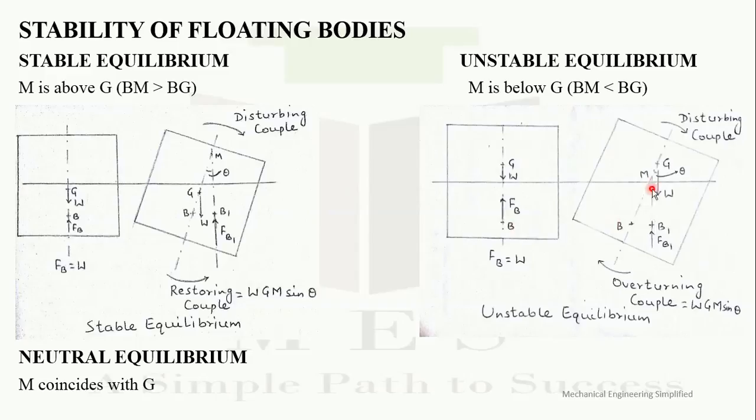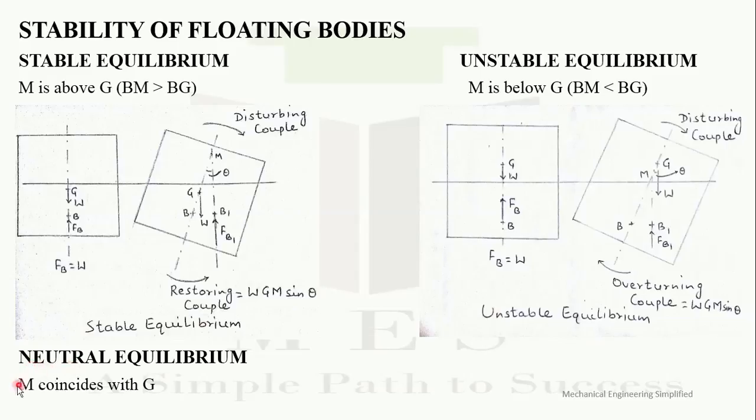Okay, similarly in this case also we provide a disturbing couple in this way, and if we tilt this body, due to these two forces, what will happen, it will constitute again a couple in the clockwise direction, which will try to overturn this body, completely overturn this body. So this is an unstable equilibrium, and the magnitude of the overturning couple is also equal to W GM sine theta, and this is the unstable equilibrium.